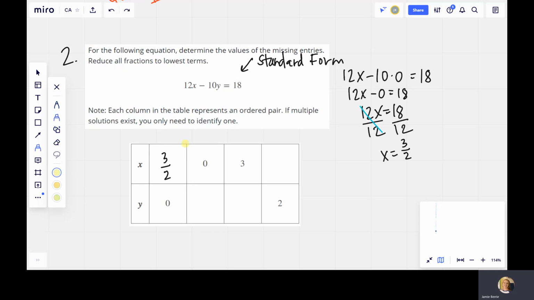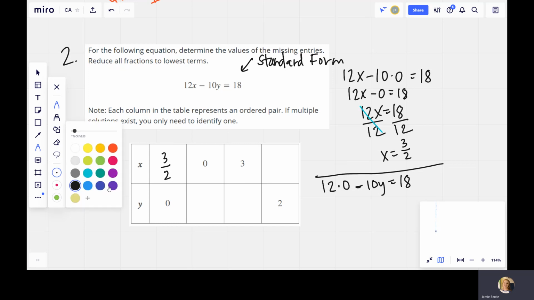So we're looking right here. Whoa, that was way off. We're looking right here. This time we're going to replace x with 0, and we're going to see what we get for our y value. All right, so 12 times 0 minus 10y equals 18. 12 times 0 is 0, so that part just goes away. So we have negative 10y equals 18.